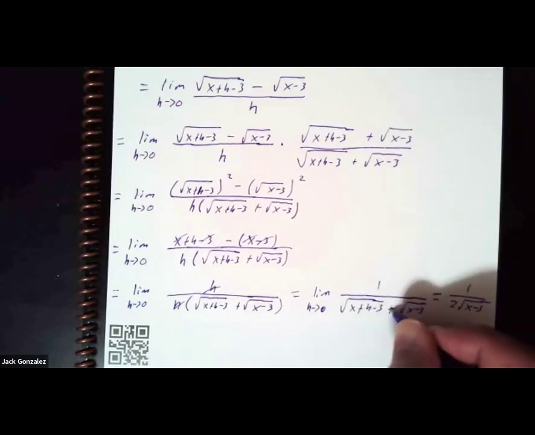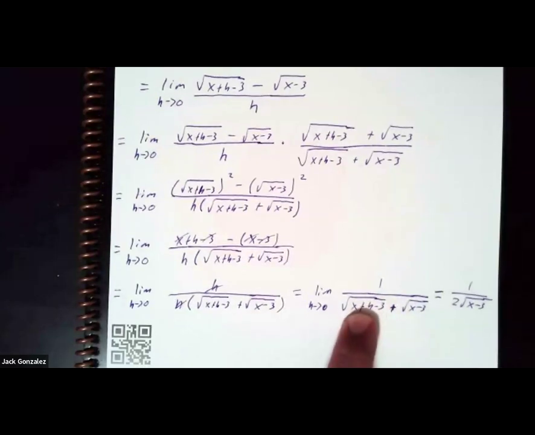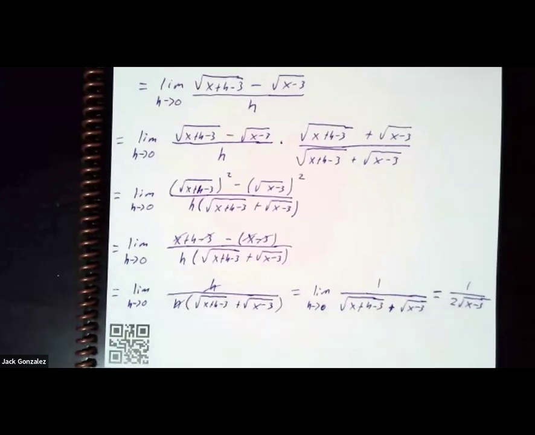And it's just when you plug in the 0, you have the exact same thing, right? Root x minus 3 plus root x minus 3, so I have 2 of them. Anyway, all of that garbage for the derivative, which is this. And now we can find m tangent.